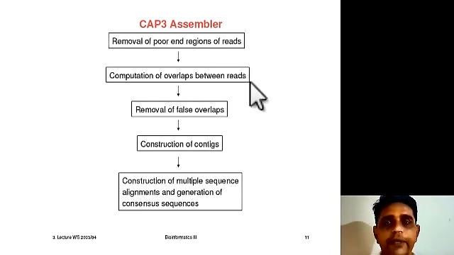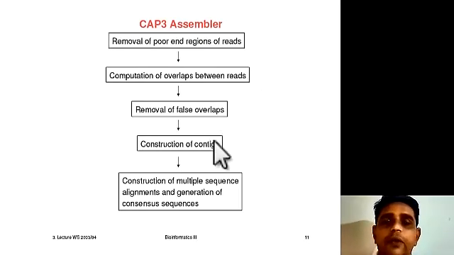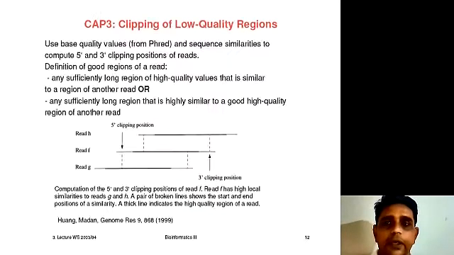So whatever fragments are there, we check whether these fragments contain some repeated parts or not. That would be done. We are removing the false overlap, and only after that will we construct the contig, with the construction of the multiple sequence elements and generation of the consistent sequence. So this is the way by which it is done.